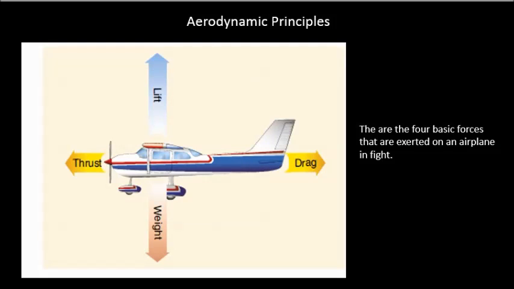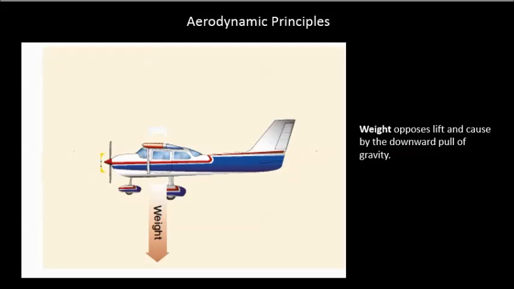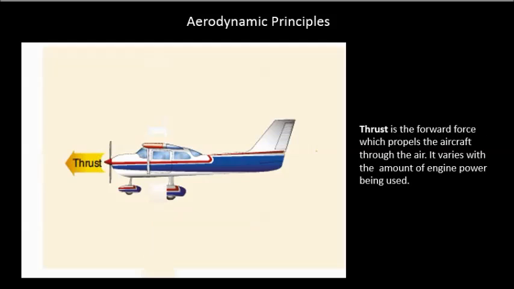Here we have the four basic forces that are exerted on an airplane. We have lift, which is the upward force created by the effect of airflow as it passes over the top and the bottom of the wing. We have a downward vector or force, which opposes lift. So weight opposes lift, so we have a lift vector, we have a weight vector. Weight opposes lift and is the downward pull caused by gravity.